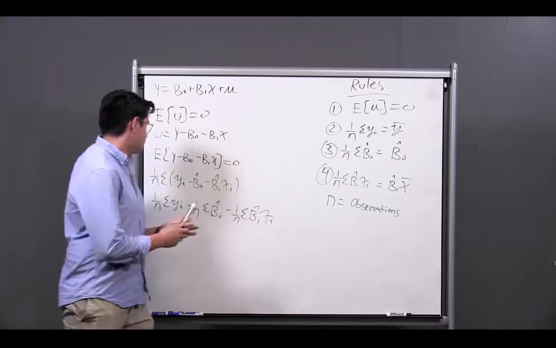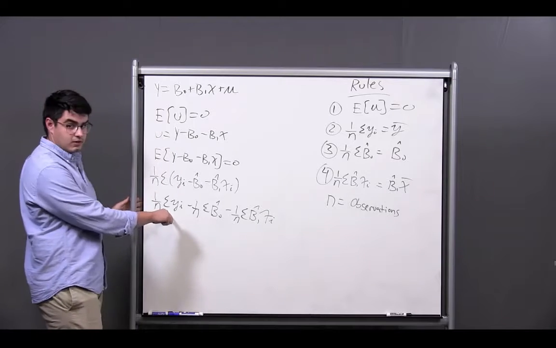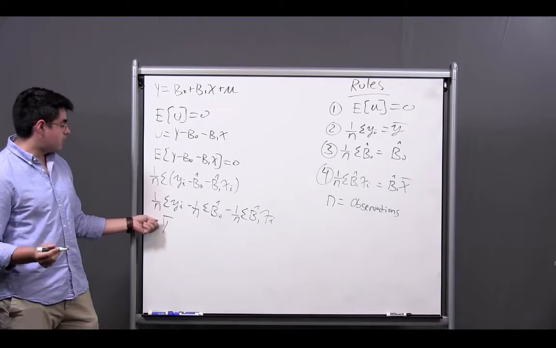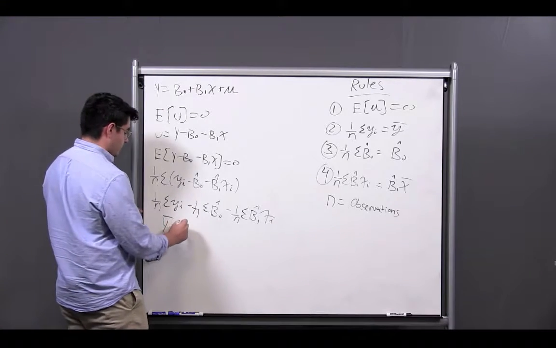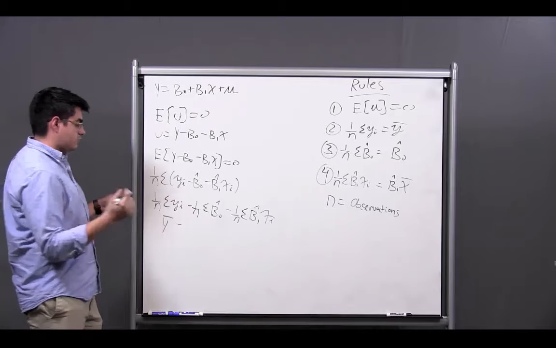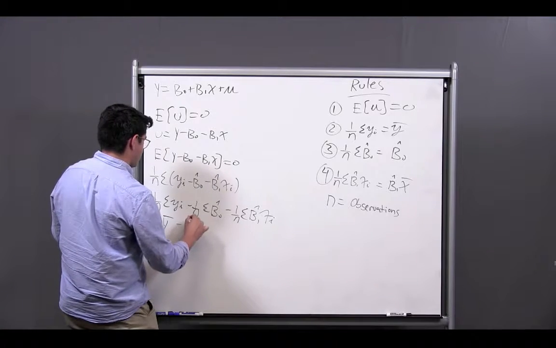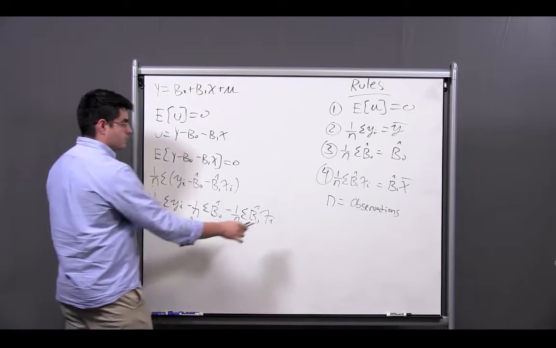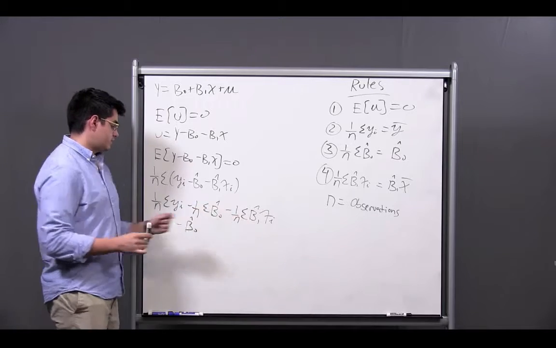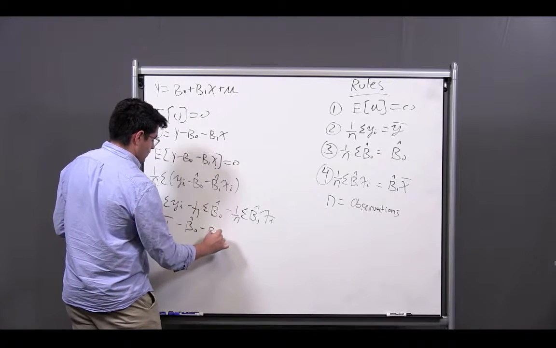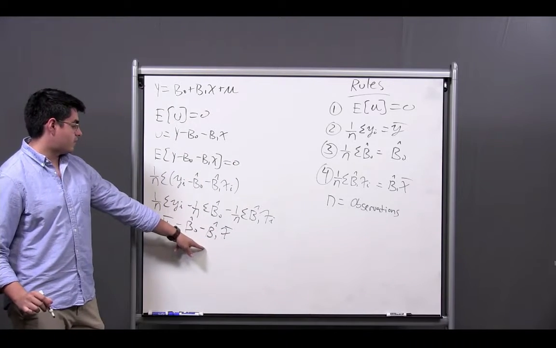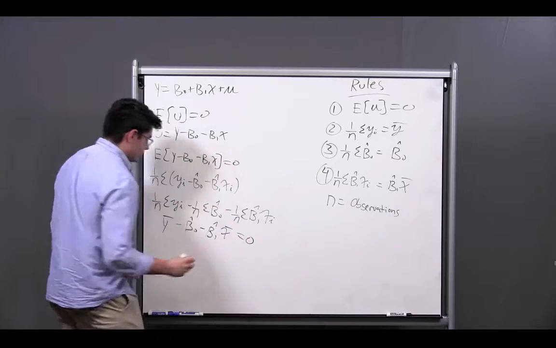Using rule number 2, we know that 1/n times the summation of yi is just going to give us y bar, which is just the mean of our dependent variable. Then minus, using rule number 3, we know that 1/n times the summation of an estimate is just going to be our estimate, which is beta naught hat. And then using rule number 4, we'll be able to get our beta 1 estimate times the mean of the values associated with the beta 1 estimate, x bar. And this is all equal to 0.